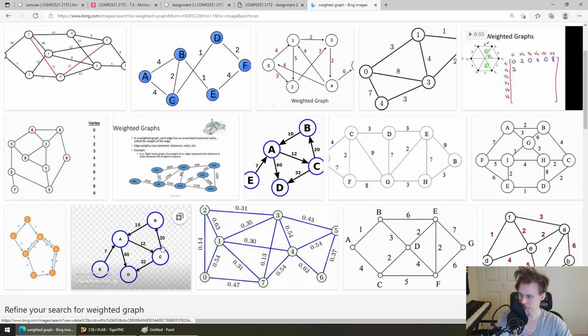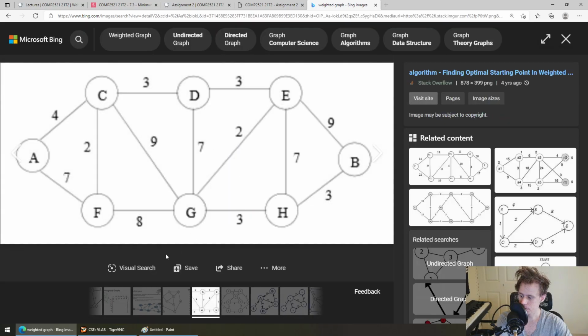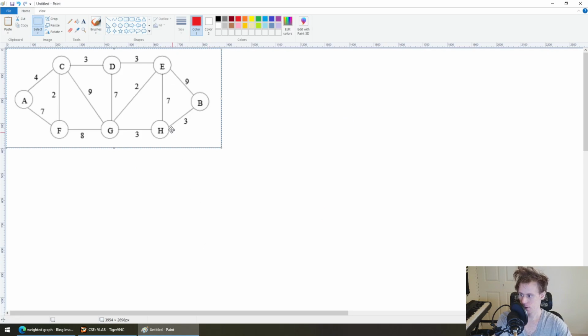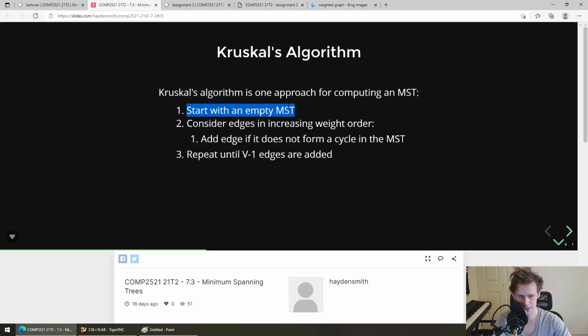Something interesting. You have a graph like this, and what you do is you start off with an empty minimal spanning tree. Now, basically all that means is that we haven't started. That's just a benign start state.